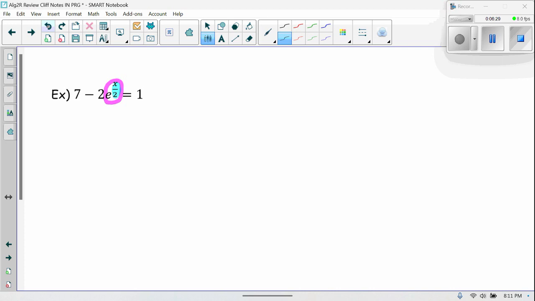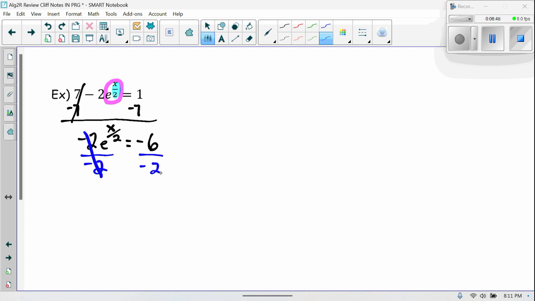So the first thing I'm going to do is just subtract 7 from both sides. Boom. Negative 2 times e to the x over 2 equals 1 minus 7, which is negative 6. The next step now is I'm going to divide by that negative 2. I want that gone. So I've got e to the x over 2 equals negative 6 divided by negative 2. Well, that's a positive 3. We're looking good.